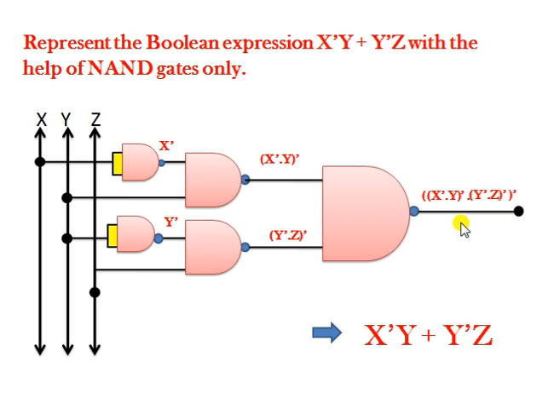Again, using De Morgan's theorem, we get x bar y plus y bar z. The De Morgan's theorem we are using is x bar dot y bar equal to x plus y whole bar. So using that theorem we get x bar y plus y bar z.